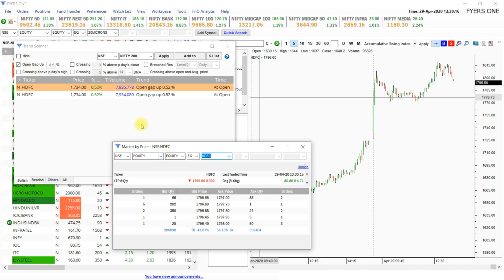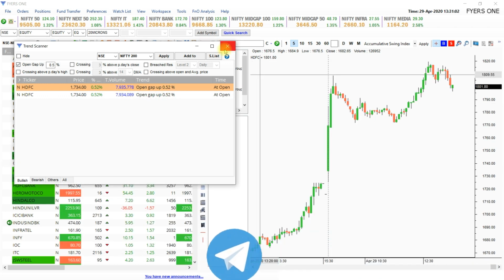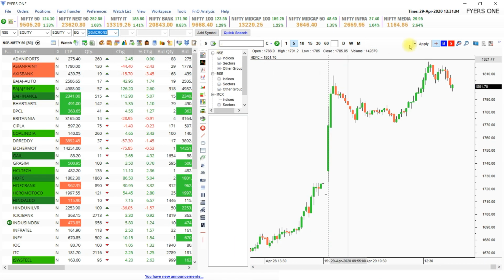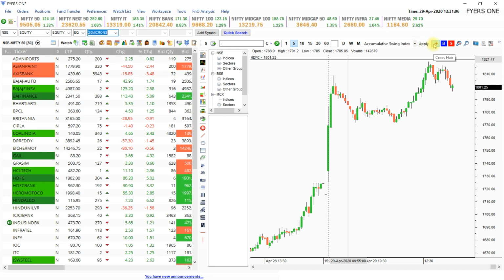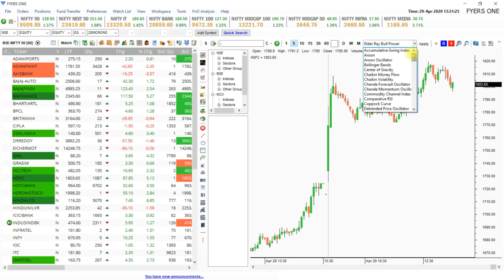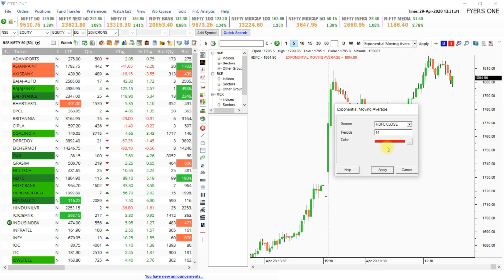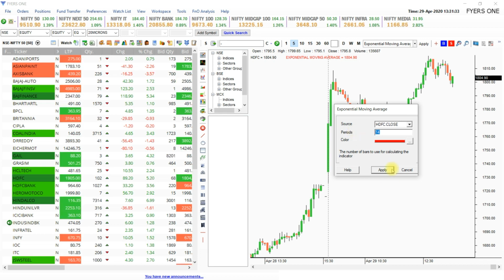Okay, analyzing charts in Fyersone is easy. Actually, Fyers Web is the best platform to analyze charts. For now, let us see the chart in Fyersone. Let us use some indicators. All the indicators are available here. Let us open EMA. Okay, let us open the 14 period EMA and let us also add the 28 period EMA.